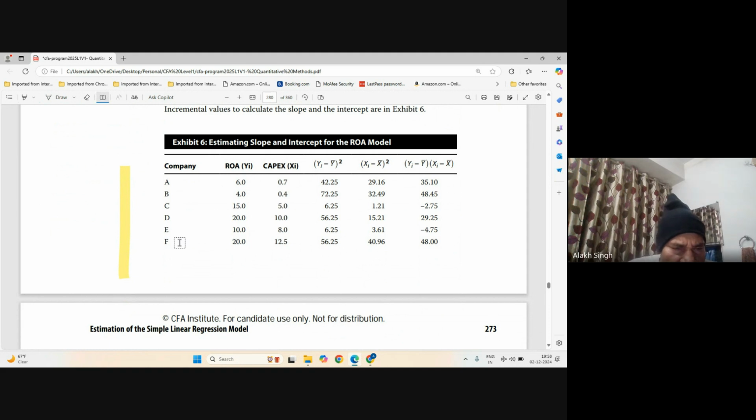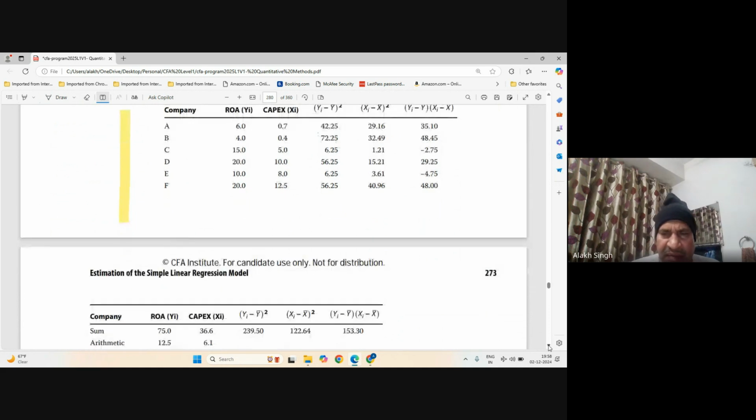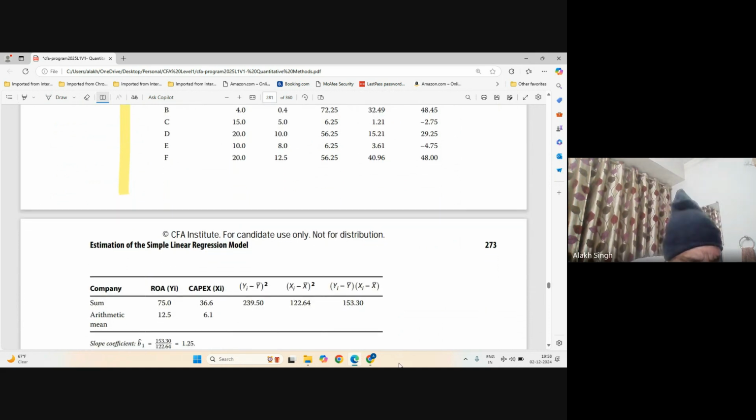Okay, how many are there? There are only 6 observations, so variance will be divided by 5. Oh no, there are, yes. So here is the sum of all these three, the mean. Okay, we got this. So what is the slope coefficient? How will you calculate the slope coefficient from this data?